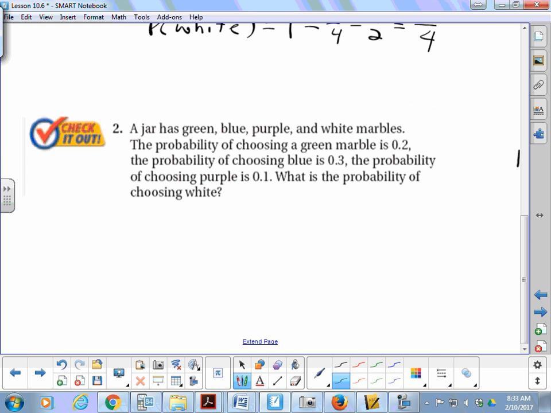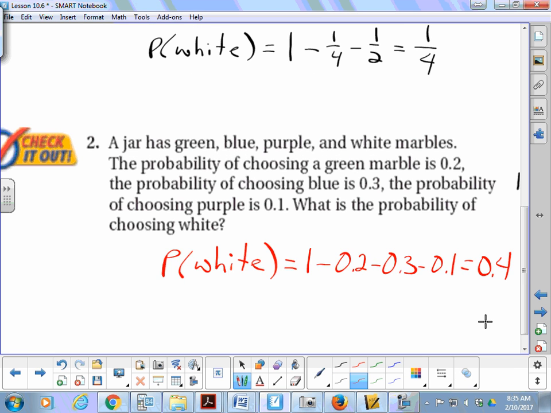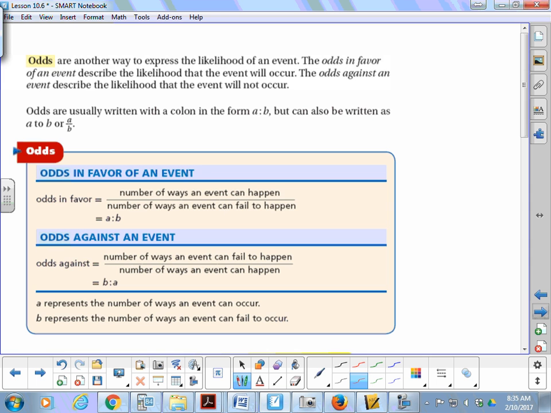Right. So that's this problem. All right. Okay, odds. They're another way to express the likelihood of an event. The odds in favor of an event describe the likelihood that the event will occur. The odds against an event describe the likelihood it will not occur.